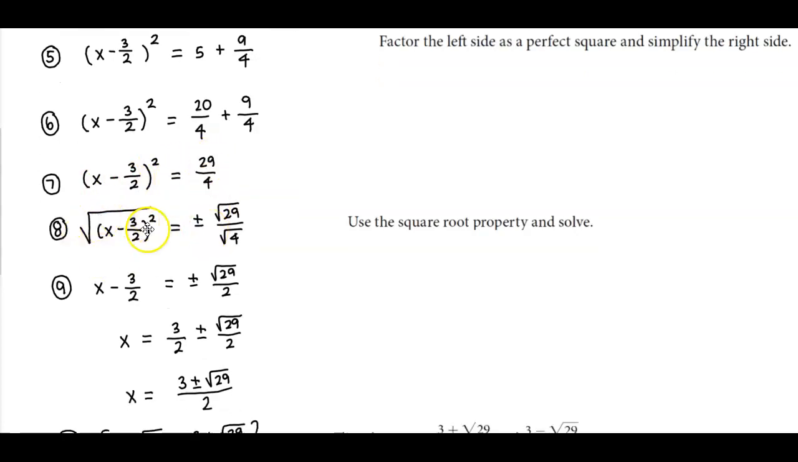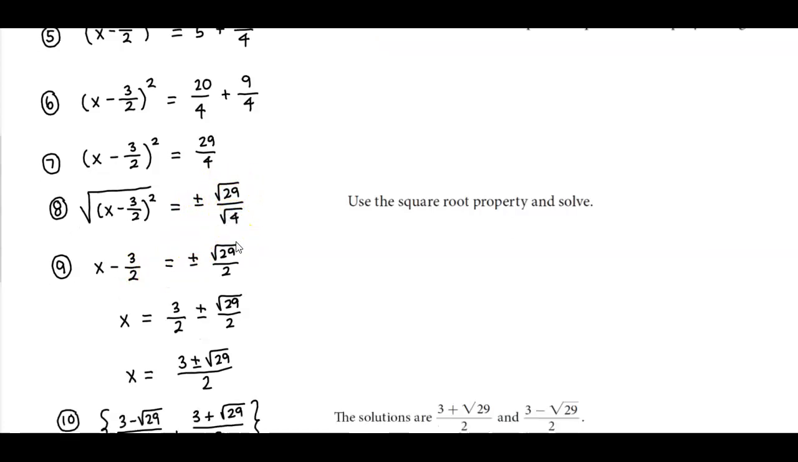Now we need to take the square root of both sides. To take the square root of both sides, what we have left here is x minus 3 over 2, and that's equal to plus or minus the square root of 29 over the square root of 4. So we get x minus 3 over 2, which is equal to plus or minus the square root of 29 over 2, since the square root of 4 is 2.